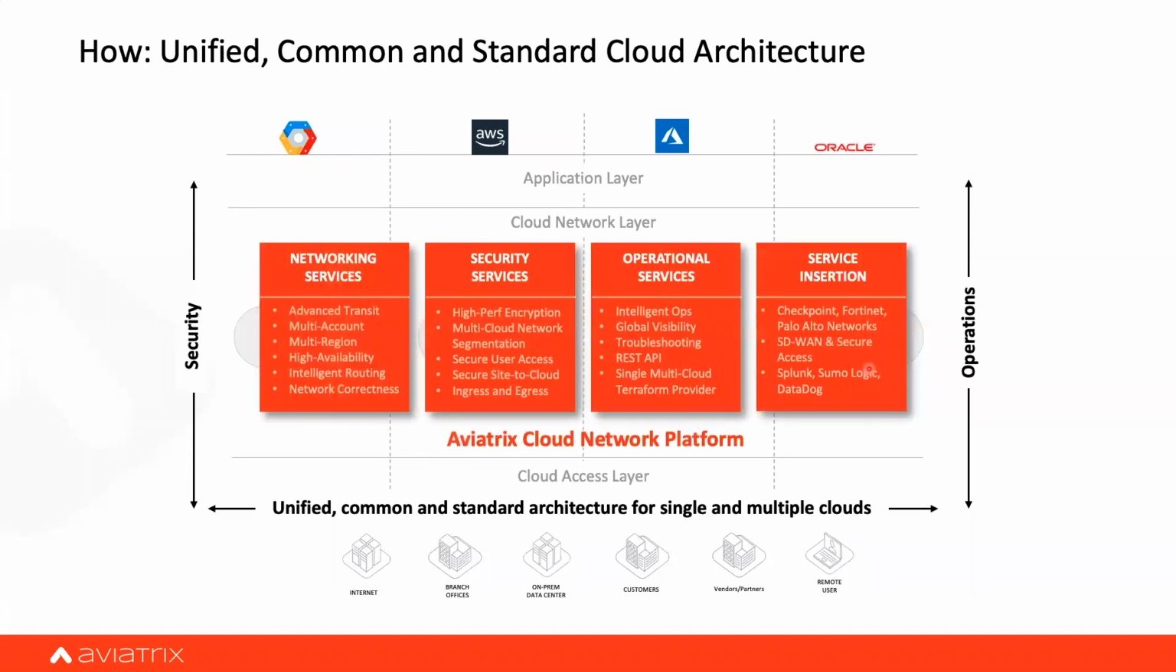So with that architecture, now you can provide the advanced networking, the security, the operational services, or the service insertion. Could be F5 or Palo Alto or Checkpoint, doesn't really matter. This is where everything is connected. And that's why we call it a unified, common, and a standard architecture that is applicable for one single cloud in one single region, or multiple regions, multiple cloud. So once you build this, this is pervasive, it stays everywhere.